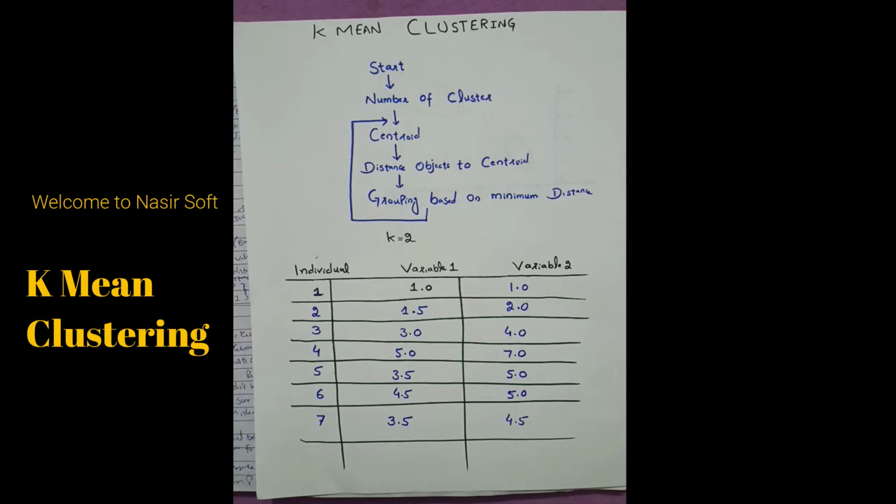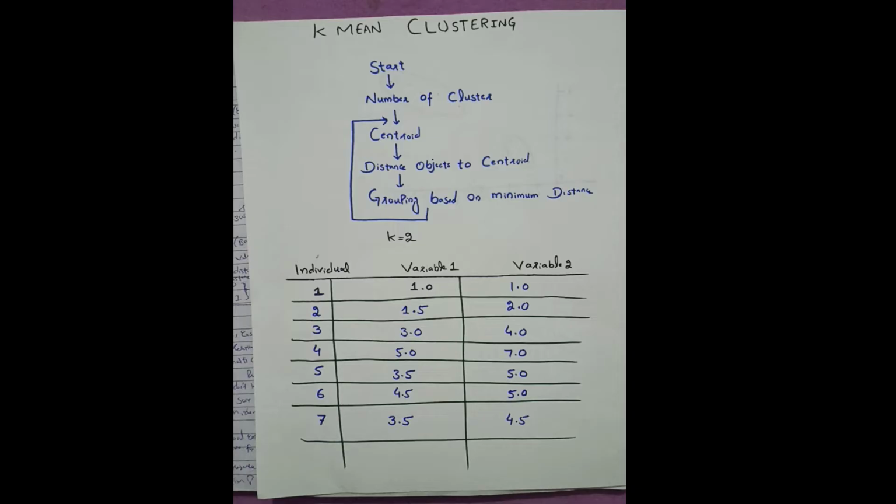In this video, I will show you with an example how k-means clustering works. As we know, k-means is a clustering algorithm in which a dataset is given to us, and based on the distance between objects, we group them into clusters. So this is the overall algorithm of k-means.